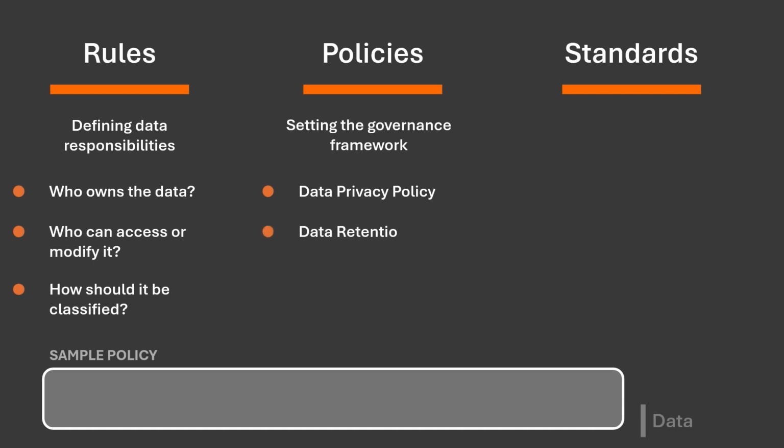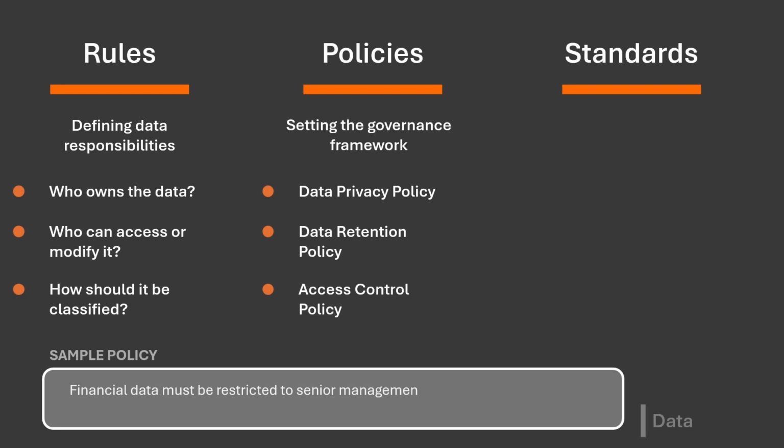We can have a data retention policy establishing how long data should be kept before deletion. For example, financial records may be required to be retained for 7 years. And we can also have an access control policy which determines who can access certain types of data. So for example, financial data may be restricted to senior management only.